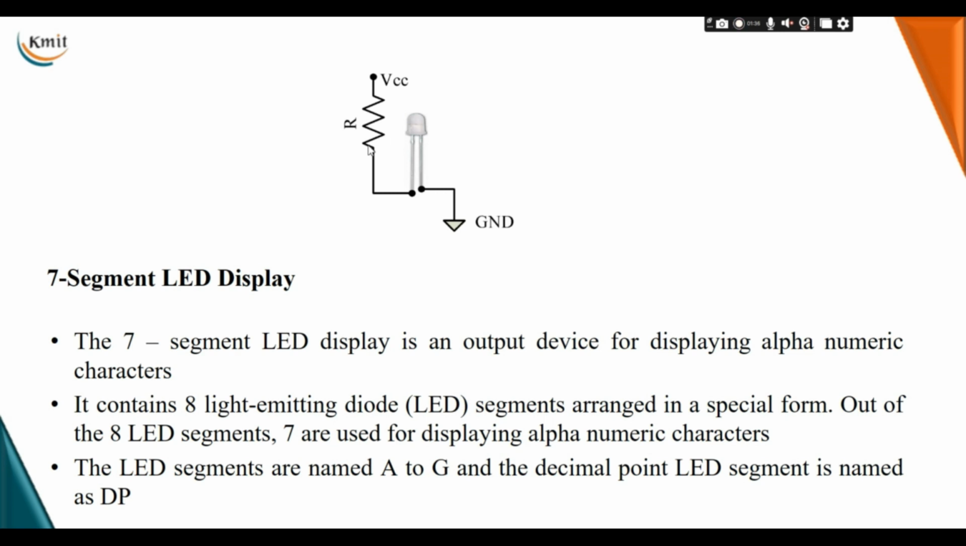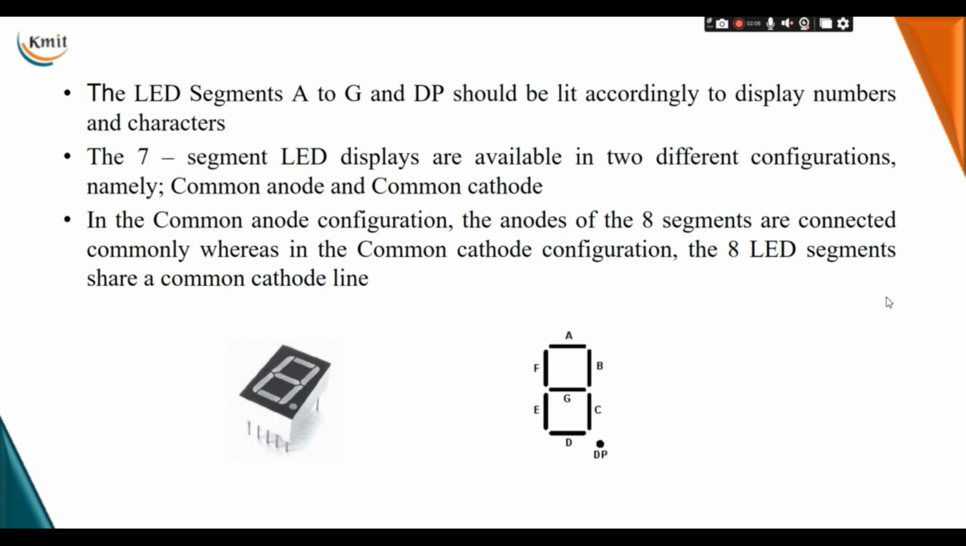Next, 7 segment LED display. The 7 segment LED display is an output device for displaying alphanumeric characters. It contains 8 light emitting diode segments arranged in a special form. Out of the 8 light segments, 7 are used for displaying alphanumeric characters. The LED segments are named A to G and the decimal point LED segment is named as DP. The LED segments A to G and DP should be lit accordingly to display numbers and characters.